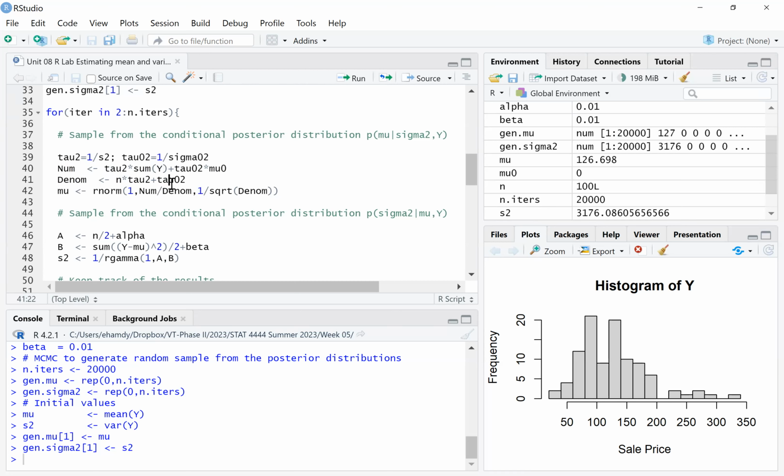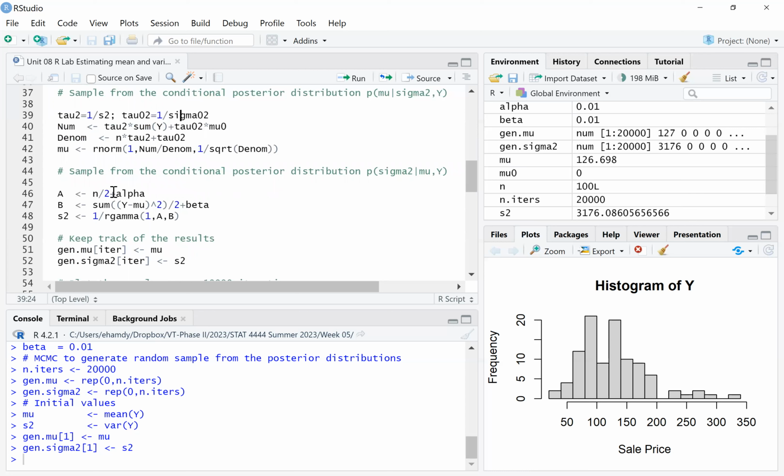So this one divided by this one gave me the posterior mean of the conditional posterior distribution of the population mean. And 1 divided by the square root of this one is the posterior standard deviation, or the standard deviation of the conditional posterior distribution of the population mean.